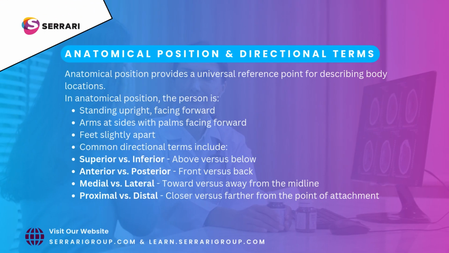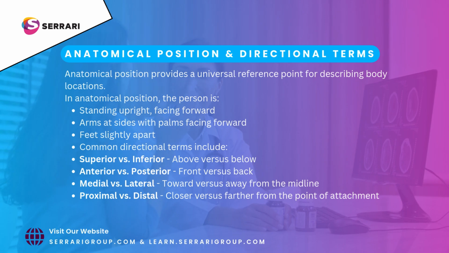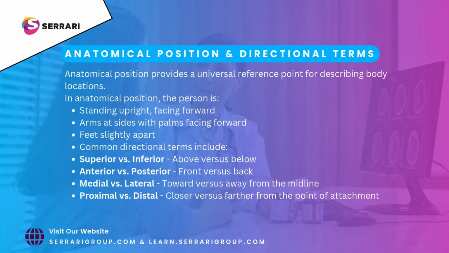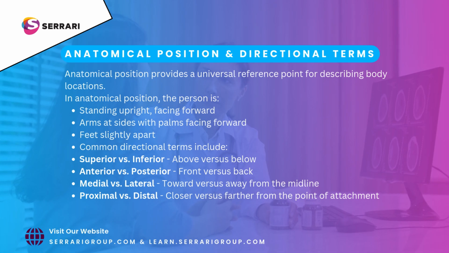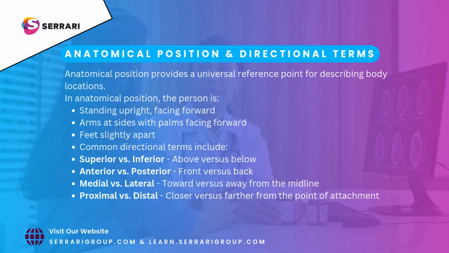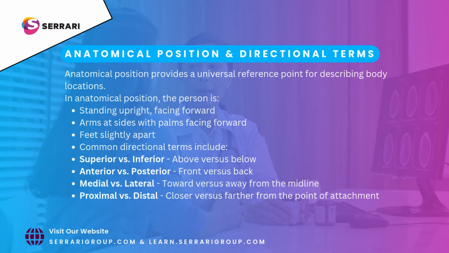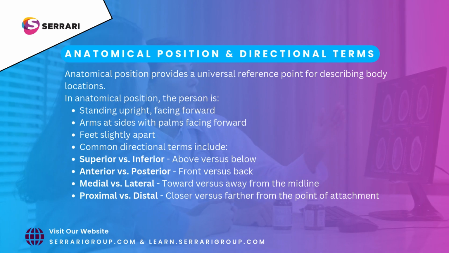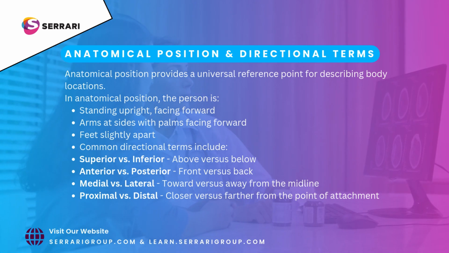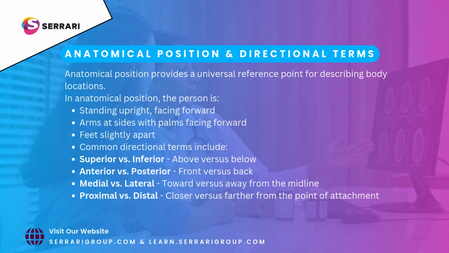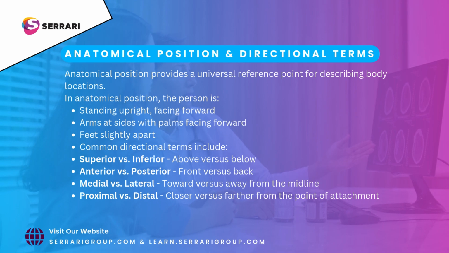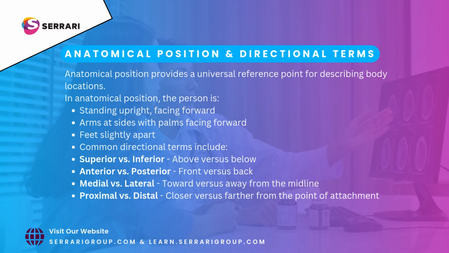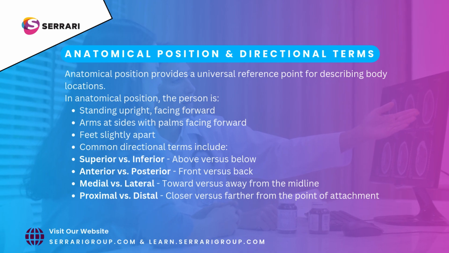Anatomical position and directional terms. Anatomical position provides a universal reference point for describing body locations. In anatomical position, the person is standing upright, facing forward. Arms at sides with palms facing forward. Feet slightly apart. Common directional terms include superior versus inferior, above versus below. Anterior versus posterior, front versus back. Medial versus lateral, toward versus away from the midline. Proximal versus distal, closer versus farther from the point of attachment.